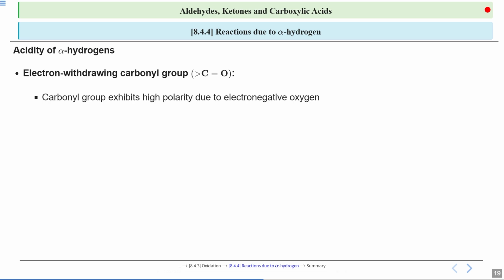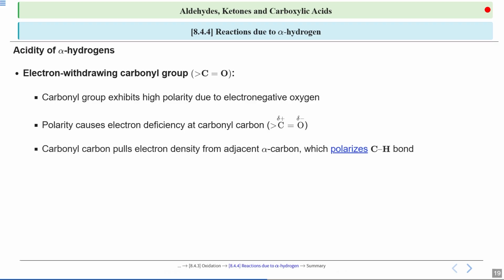Now the carbonyl group is highly polar because of the electronegative oxygen atom. This means that the oxygen atom pulls the electrons towards itself, which creates a dipole. Now, as a result of this polarity, the carbonyl carbon becomes electron deficient. Because oxygen pulls the electron density towards itself, the carbon of the carbonyl becomes electron deficient. So this is depicted by the carbon, which has a partial positive charge, and the oxygen has a partial negative charge. Now we all know this.